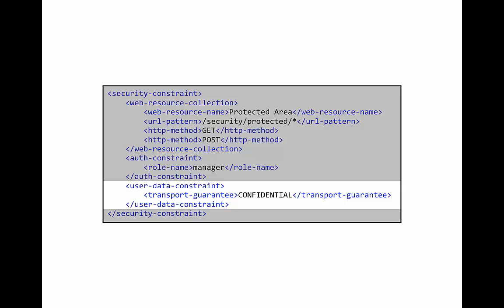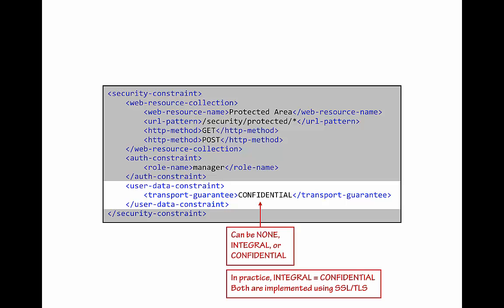The user data constraint element here indicates that data, including authentication data, will be transported using SSL or TLS. The transport guarantee element can take values of none, integral, and confidential. In practice, values of integral and confidential are implemented the same way with SSL.